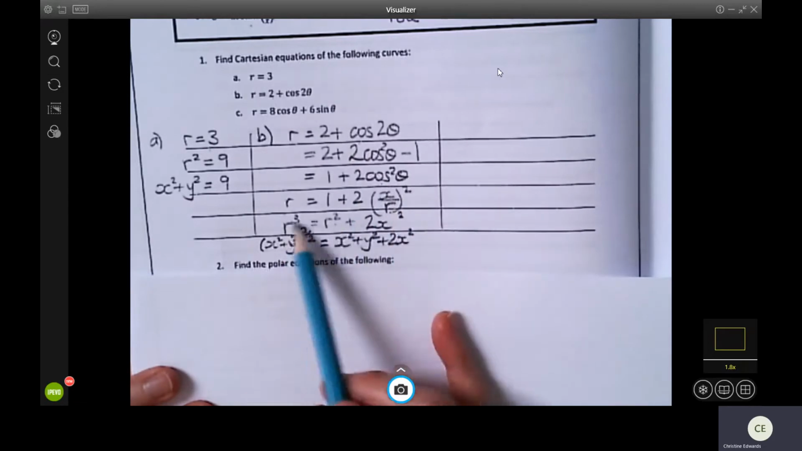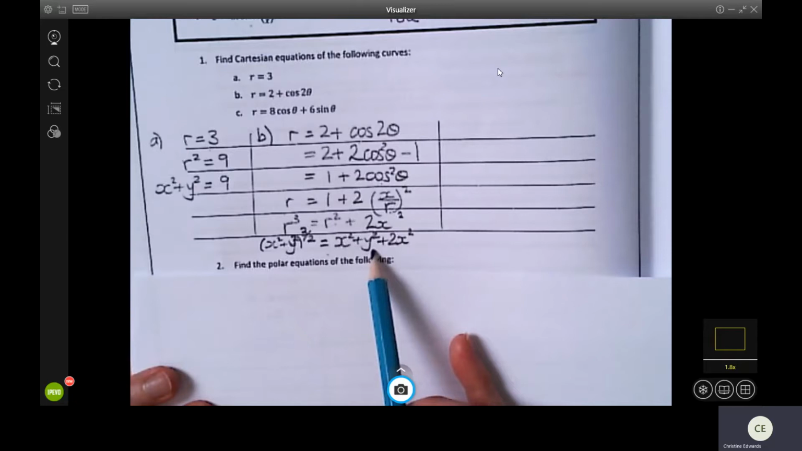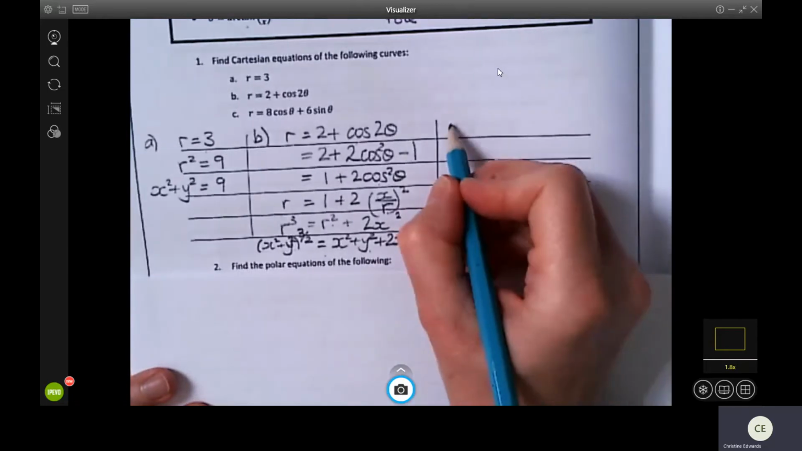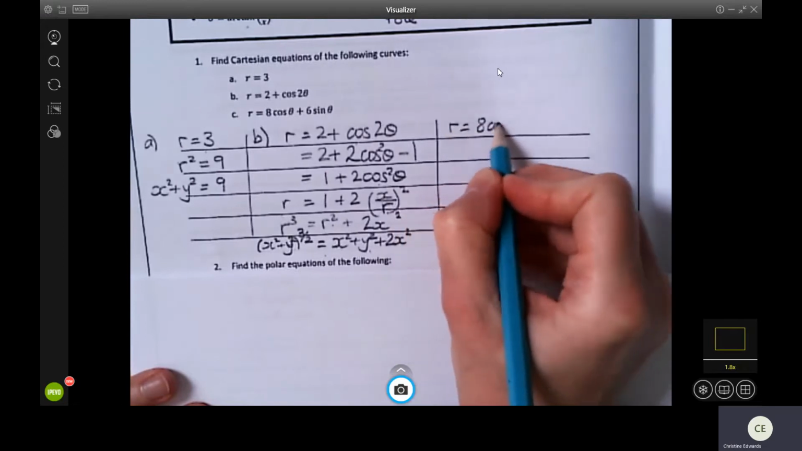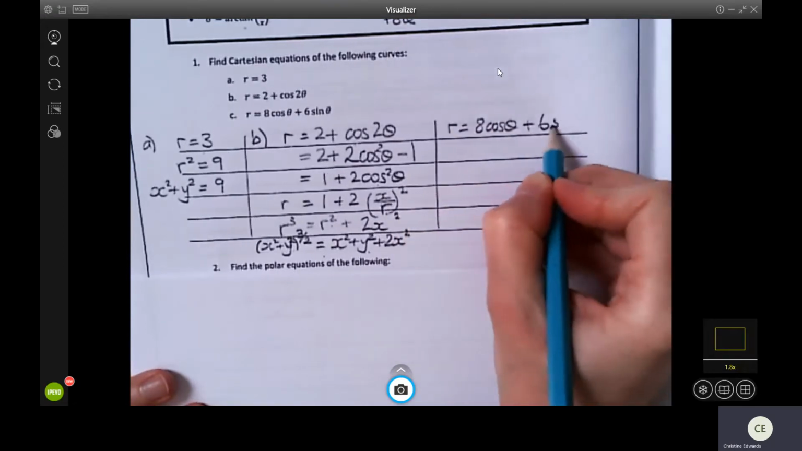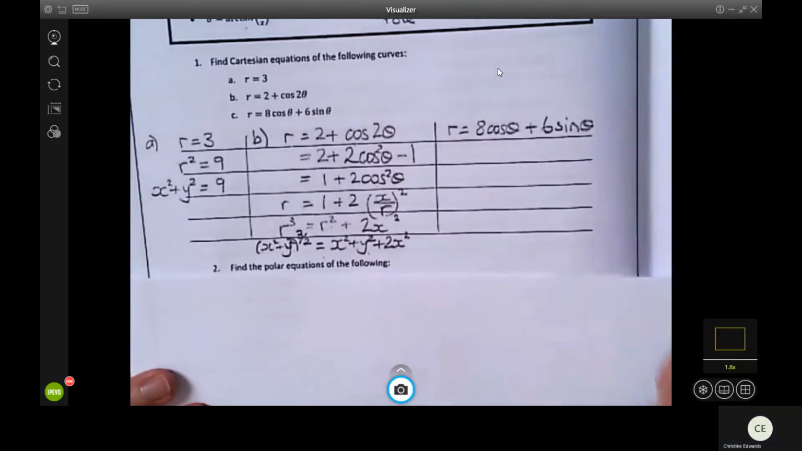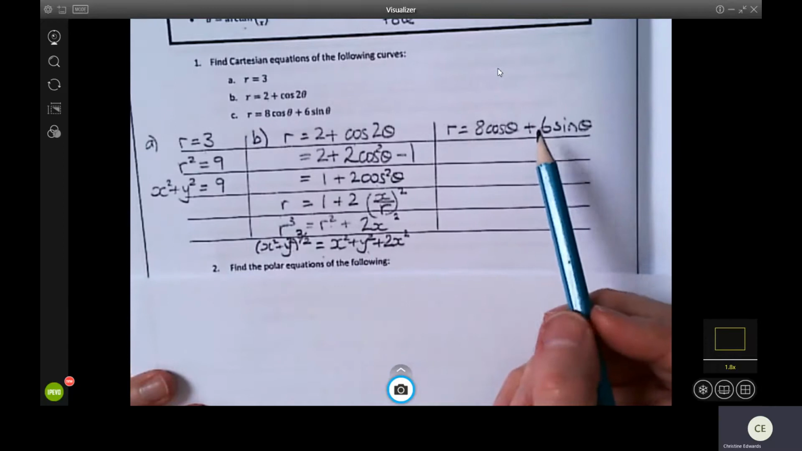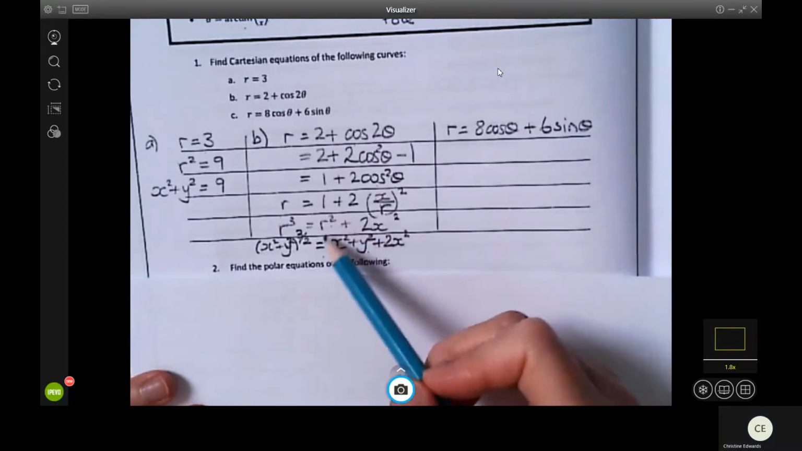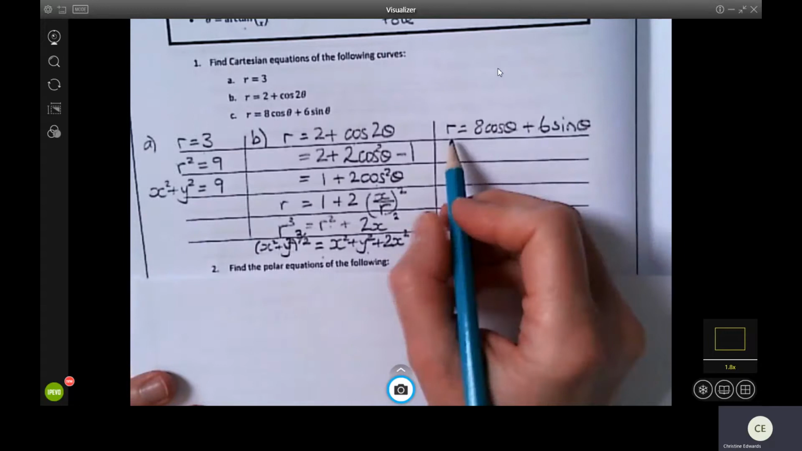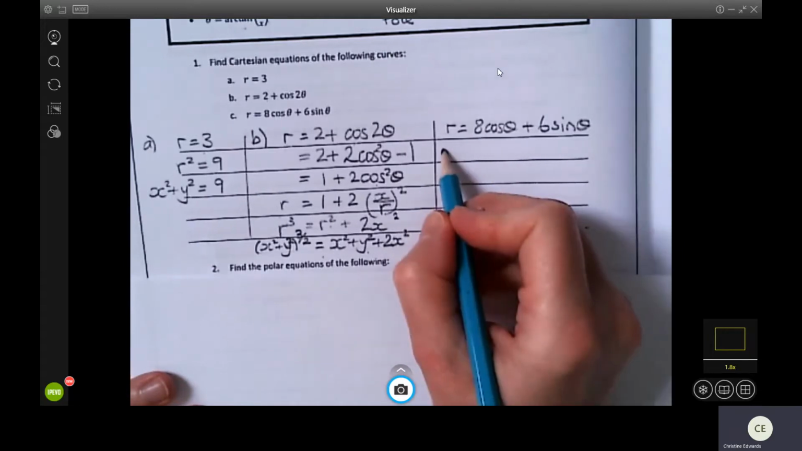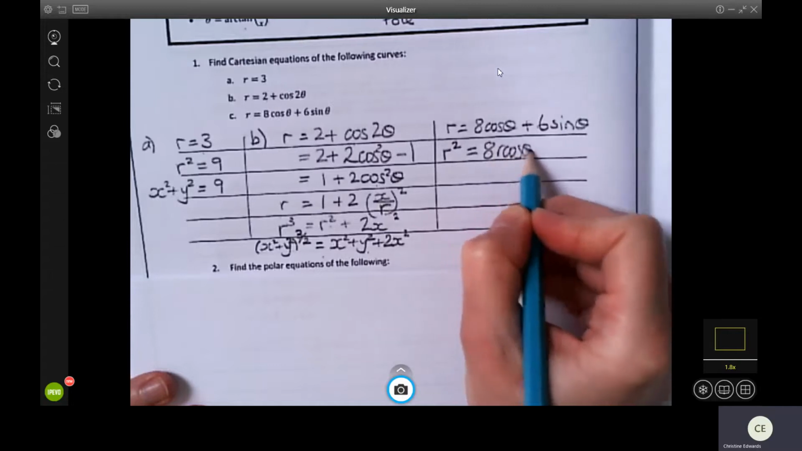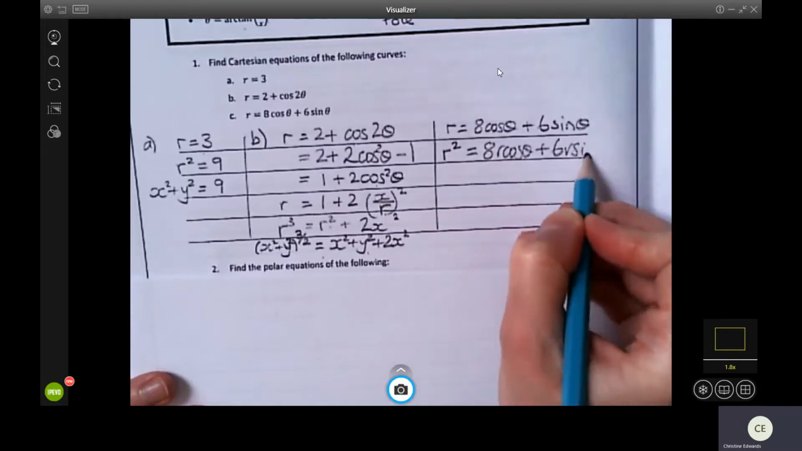There are other ways of approaching it algebraically, but that gives you one version. Now let's have a look at C. We have r equals 8 cos theta plus 6 sine theta. Now, this time I'm going to take a slightly different approach, which I could have taken with part B. What I'm going to do here is multiply through by r. That's going to give me r squared equals 8r cos theta plus 6r sine theta.